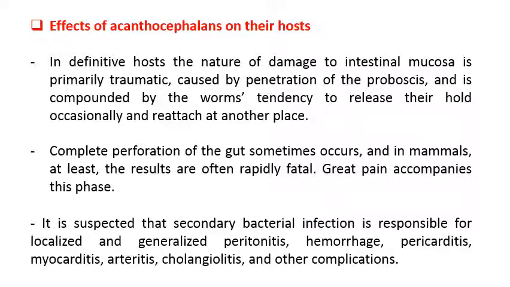Now, we will talk about the effect of acanthocephalans on their hosts. In definitive hosts, the nature of the damage to intestinal mucosa is traumatic, caused by penetration of the proboscis, and is compounded by the worm's tendency to release their hold and reattach at another place. Complete perforation of the gut sometimes occurs, and in mammals, at least, the results are often rapidly fatal. Great pain accompanies this phase.